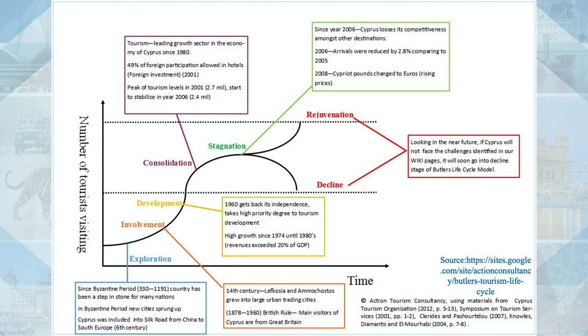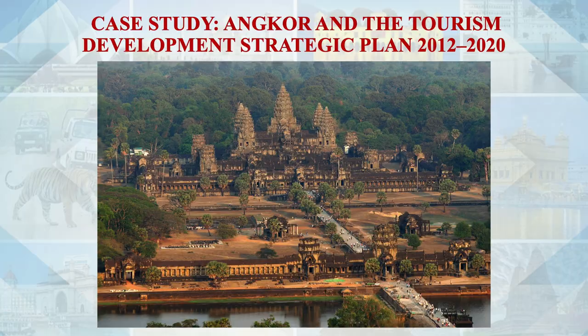Dear learner, in this part of the unit, to study the concept of destination planning in a better way, we shall undertake two case studies. One, an international case study of Angkor Wat in Cambodia, and second, a case study about Goa in India. Let's take the first case study. It's about Angkor, the Tourism Development Strategic Plan 2012-2020. First, understand the baseline situation.